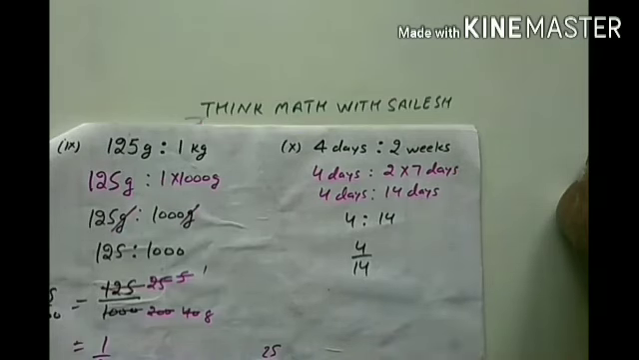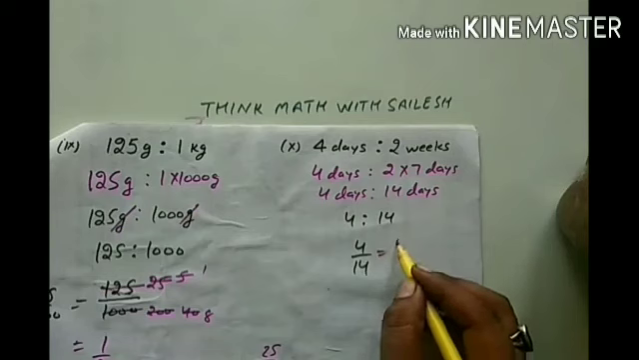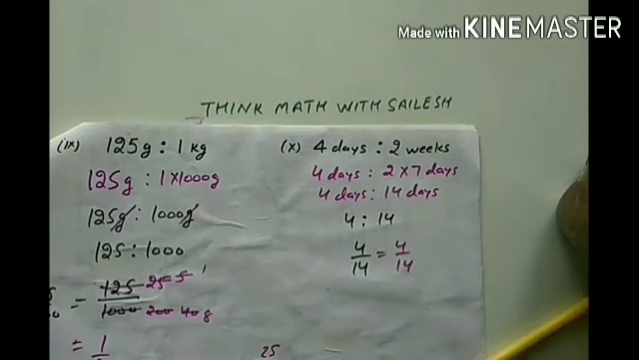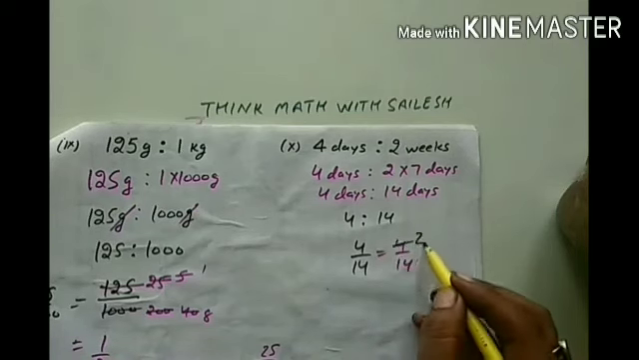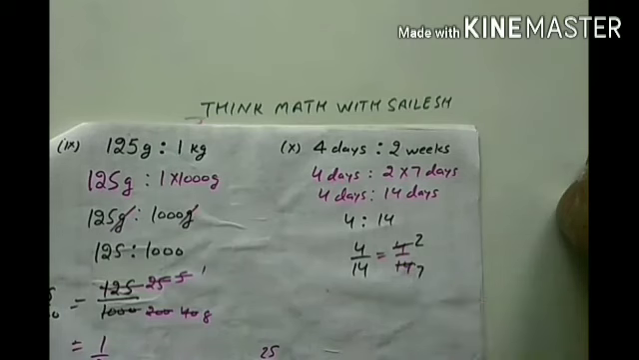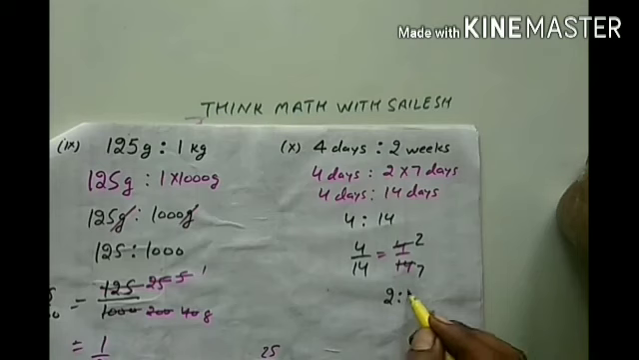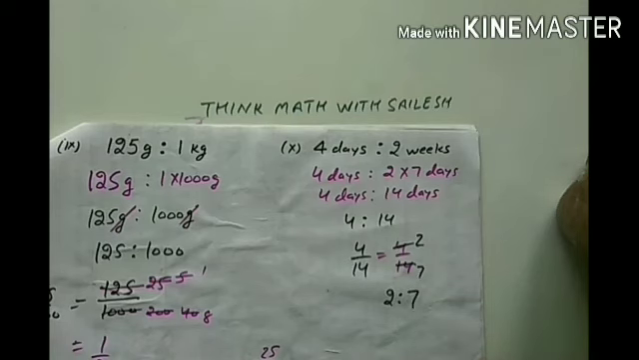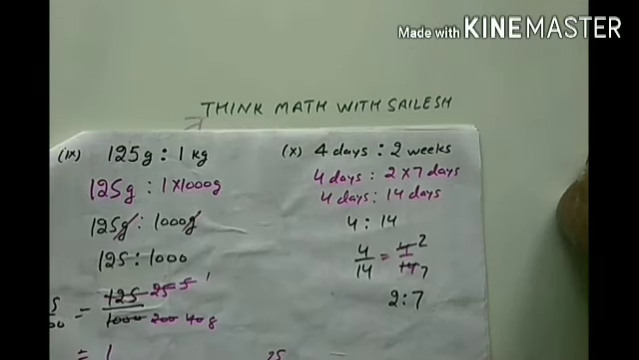I will divide them by writing one time more. 2 2s are 4 and 2 7s are 14. So the answer is 2 ratio 7. Okay, in this way we can find the answer.